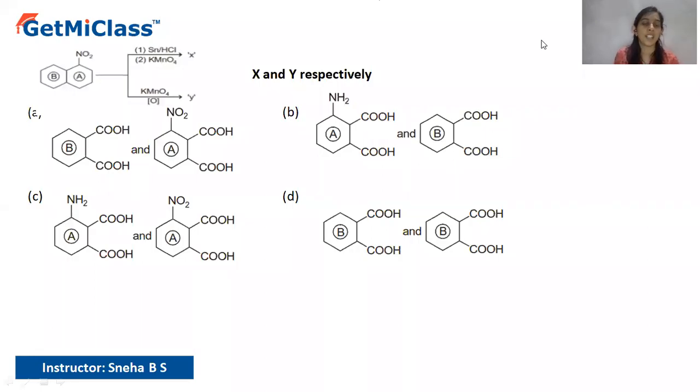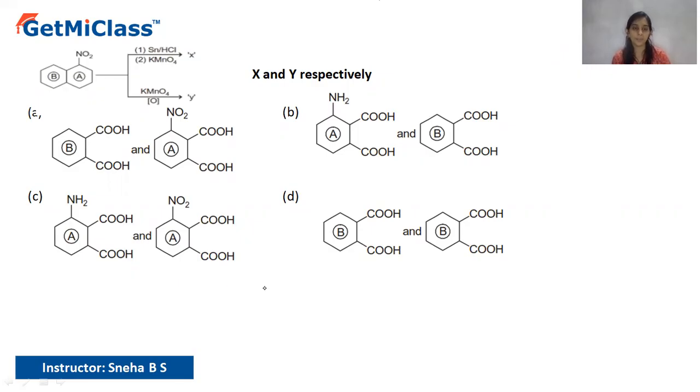Okay, students, our question is, nitronaphthalene on treating with tin and HCl followed by permanganate, we are going to get X. And the same nitronaphthalene treating with permanganate, complete oxidation, you are going to get Y. Predict X and Y in the reaction.